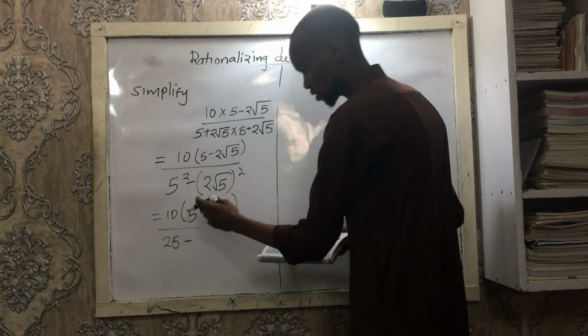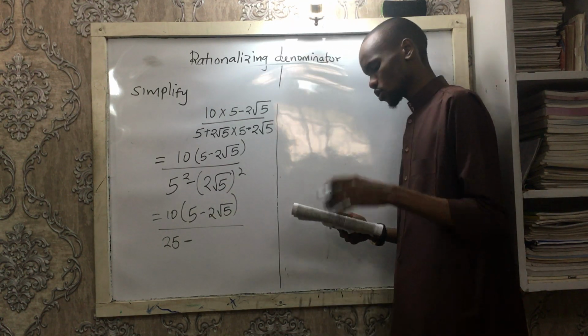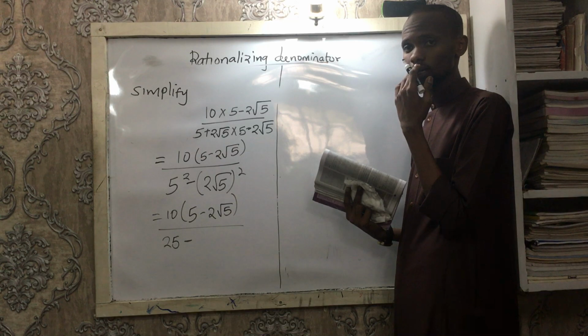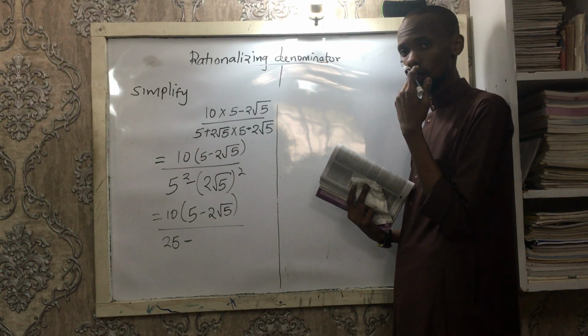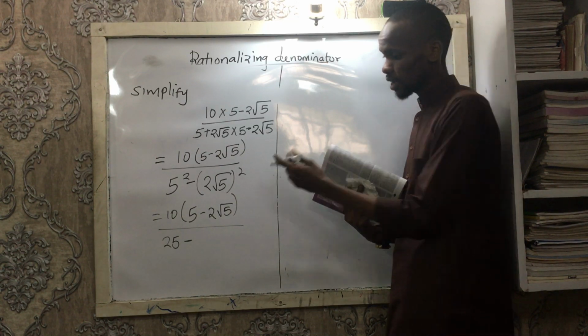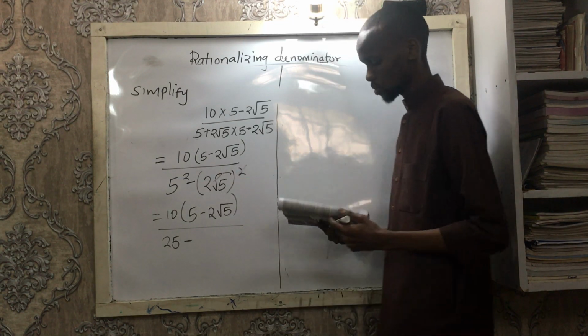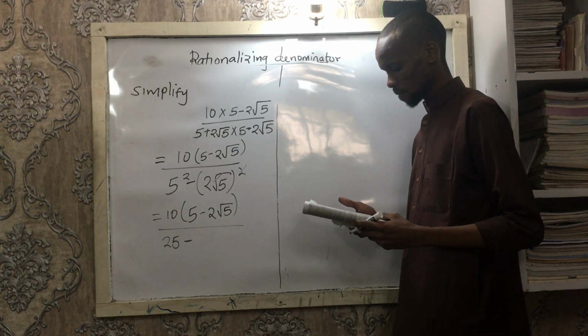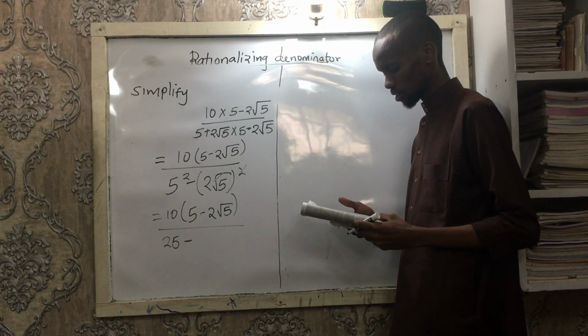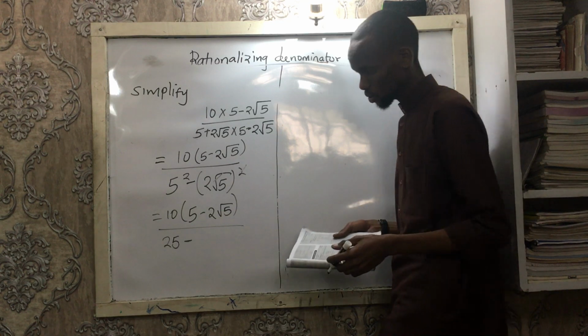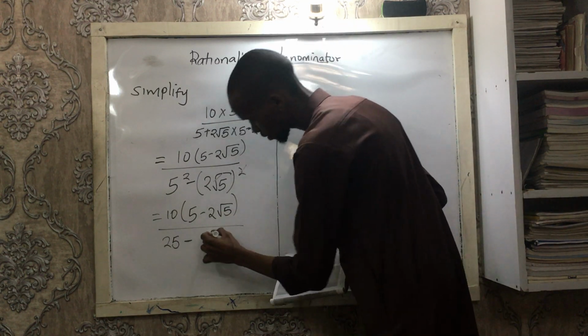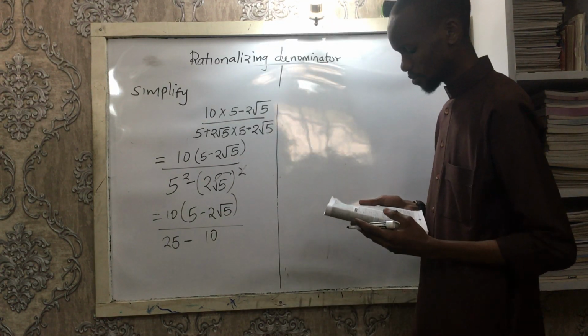Well, if you add the square, the square root and the square will cancel out, right? So that we can have 2 squared times 5, which is 4 times 5, that is 20. So the denominator is 25 minus 20.